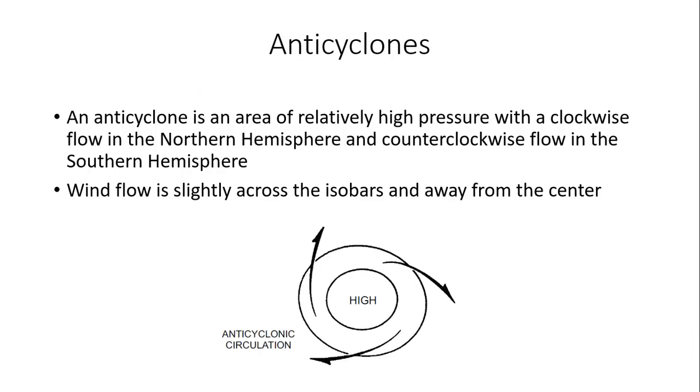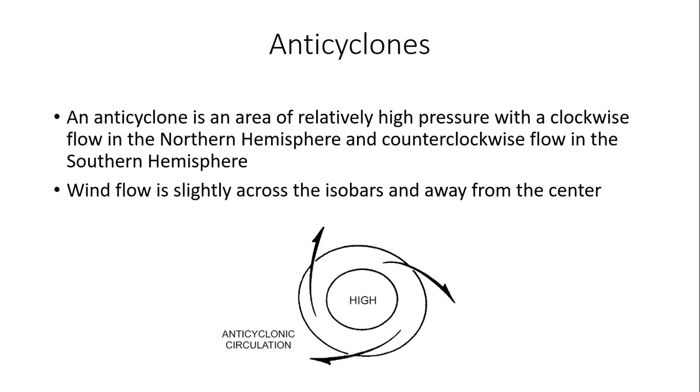Right, so now we're going to talk more specifically about the pressure systems themselves. We're going to just do a brief overview of what an anticyclone is. This is an area of relatively high pressure with a clockwise flow in the northern hemisphere. So the winds are going to turn and spin clockwise around the anticyclone. Counterclockwise, the opposite direction in the southern hemisphere. And the major point to note here is the wind flow is going to be slightly across those isobars, or lines of equal pressure, and outward and away from the center.